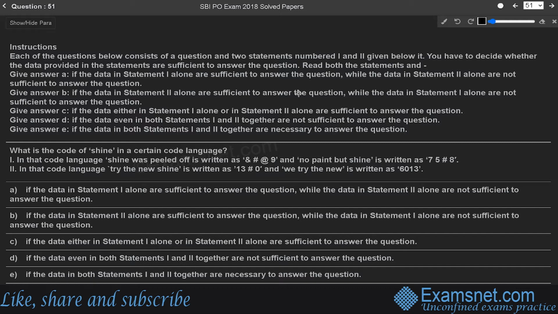6013. Here, first statement says that the common word in both the inferences is Shine and the common code is hashtag. Thus, we can say that Shine is coded as hashtag. Thus, statement 1 alone is sufficient.